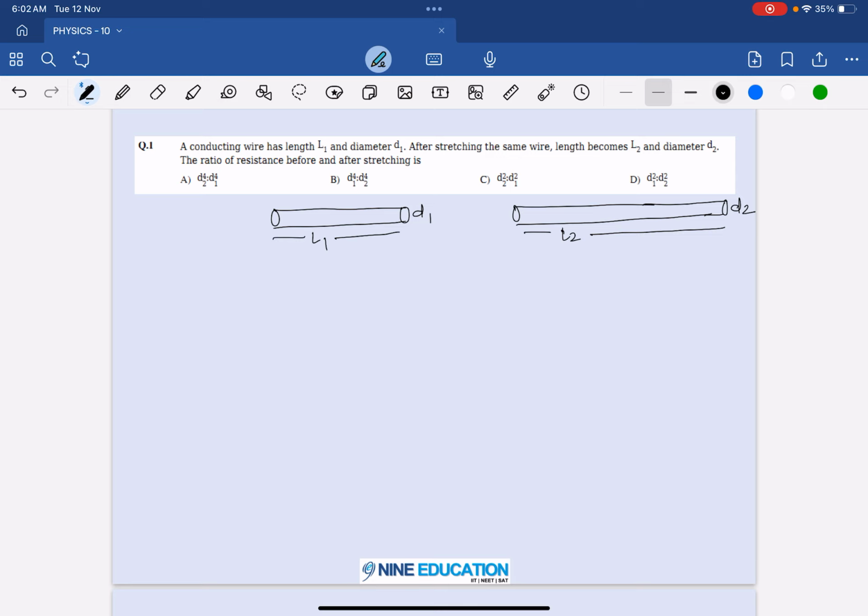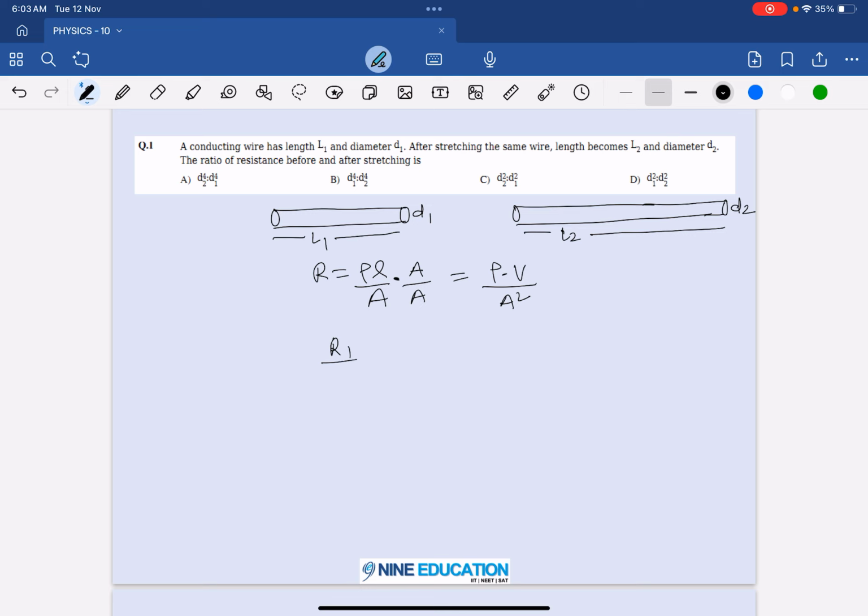So we are able to see, sir, the volume is the same, है ना, because area multiplied by length is our volume. I can see that all the answers are in diameter, so I'll write R equals rho L by A. Now can I multiply and divide by area? So what do I get? Rho into area multiplied by length, which is volume, and area multiplied by area, which is A square. So I can see that rho is not changing, volume is also not changing, and resistance is only inversely proportional to area square.